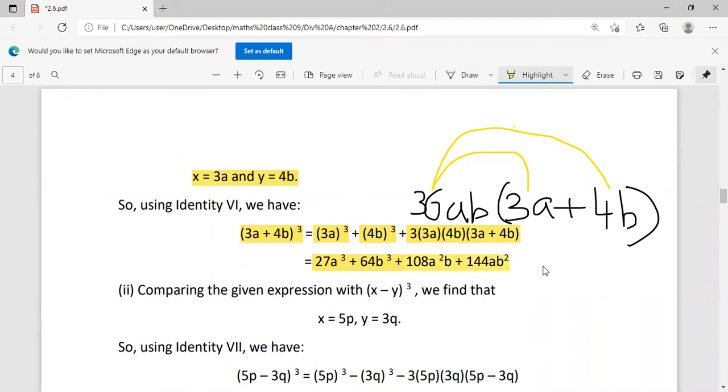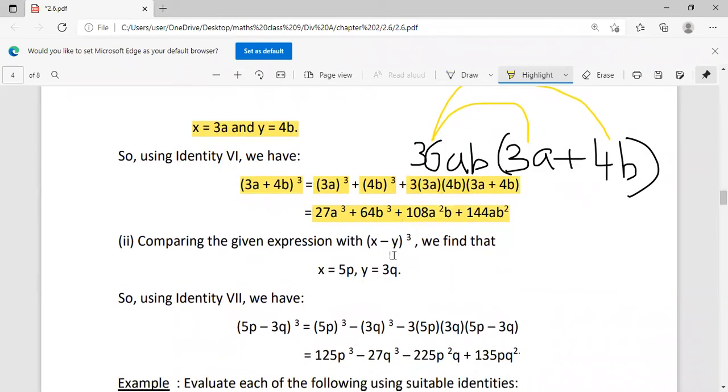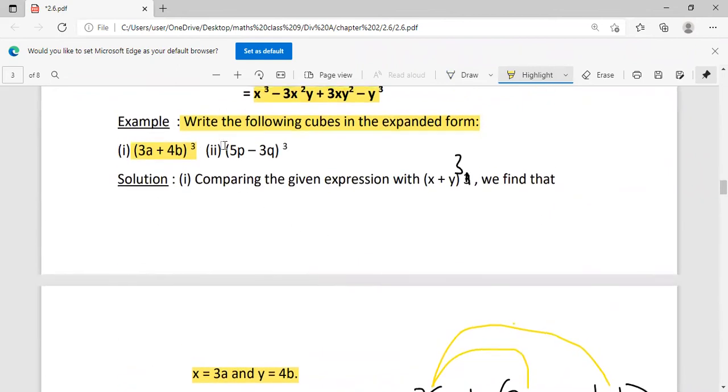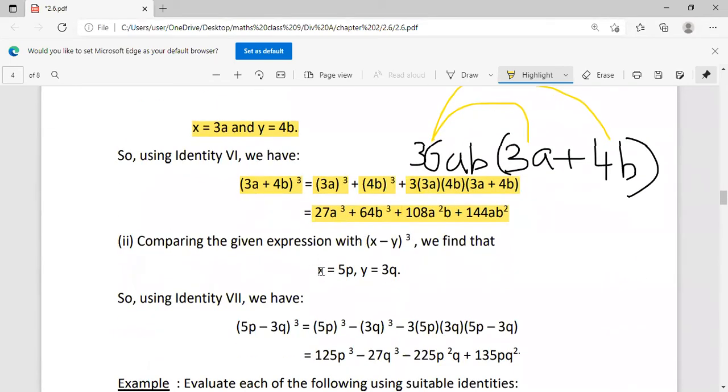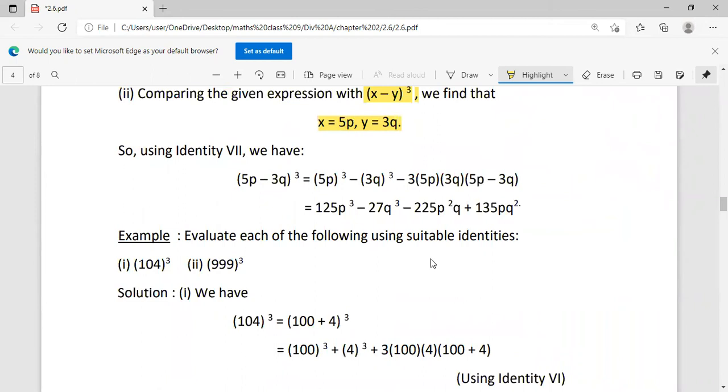Clear? Yes, sir. And in the same manner, we can expand the second question also. 5p minus 3q the whole cube. Only thing is x is 5p. What is the value of y? Y is equal to 3q. And we can use the identity x minus y the whole cube. Just like we have seen in the previous question, in the same manner we are multiplying it. Okay, okay, sir.